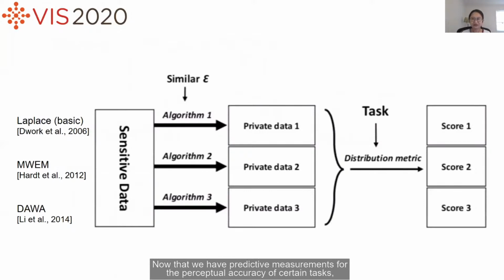Now that we have predictive measurements for the perceptual accuracy of certain tasks, we could use them to guide algorithm choice in private visualizations. Different DP algorithms produce different output distributions based on their design. We perform a simulated comparison of the basic Laplace mechanism and two more complex algorithms that achieve state-of-the-art accuracy on answering linear counting queries. We want to see if the more complex algorithms tend to increase perceptual accuracy while maintaining low perturbation errors.